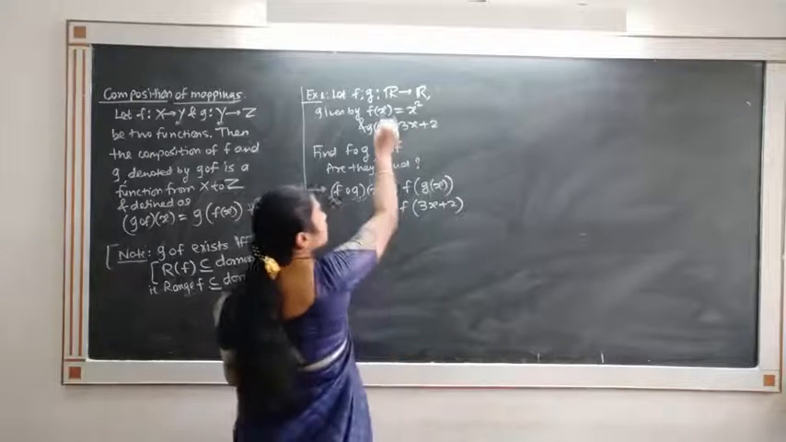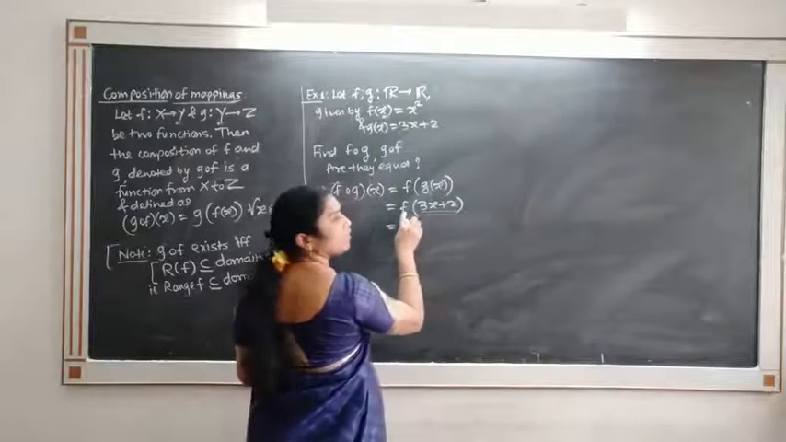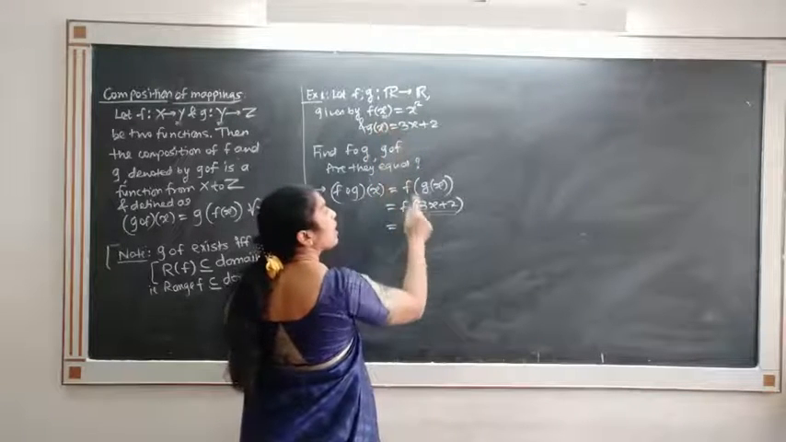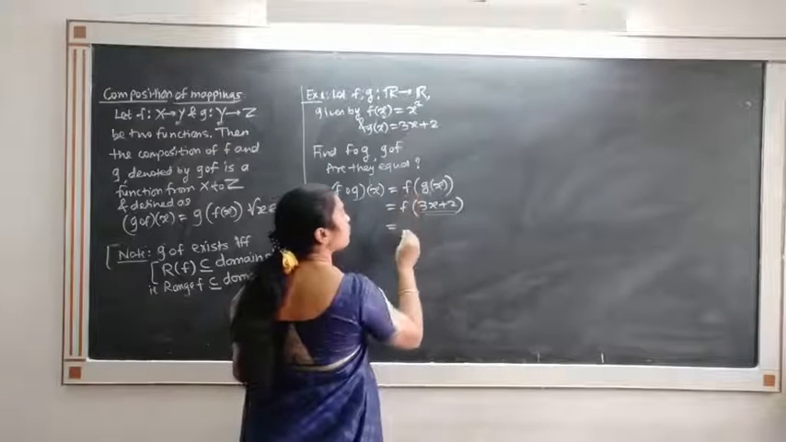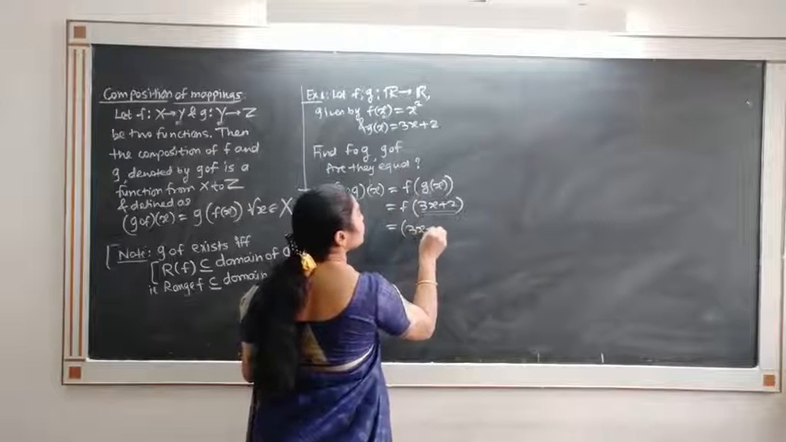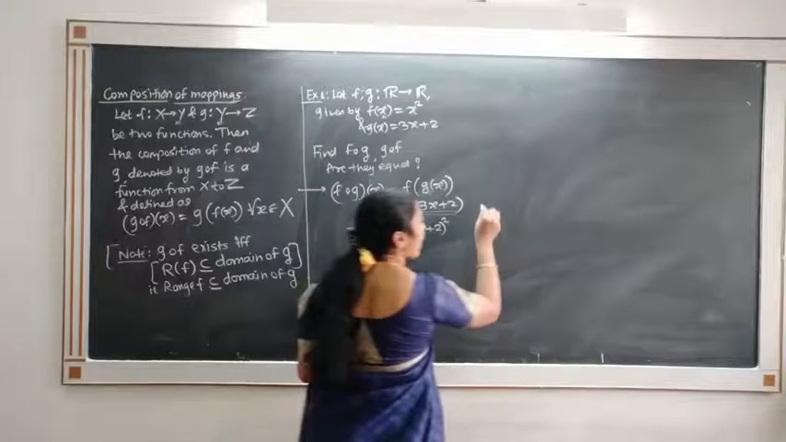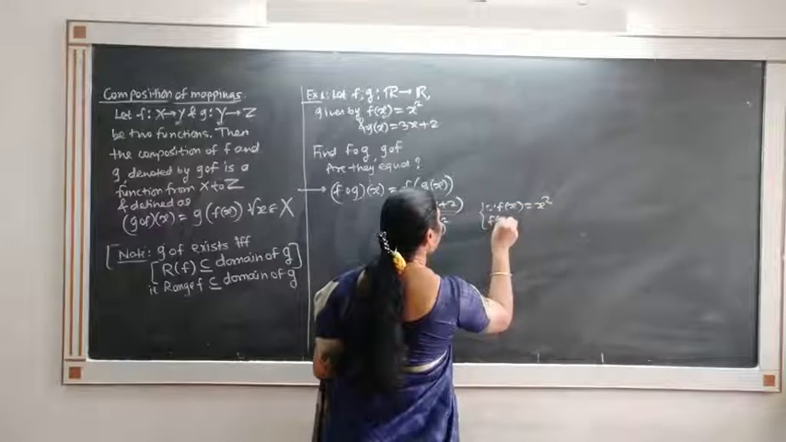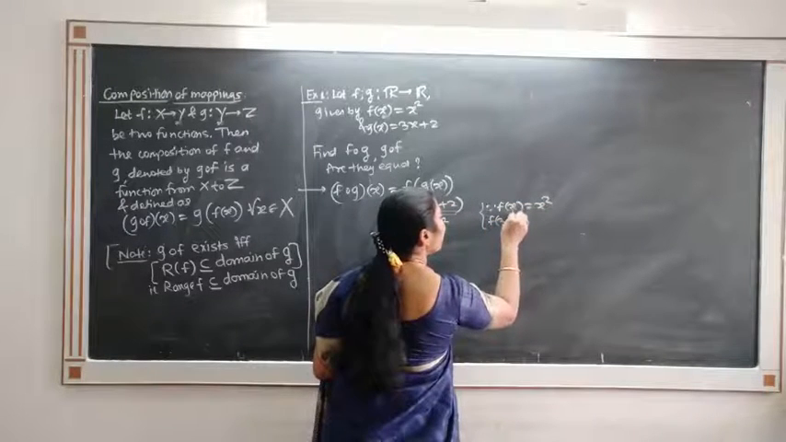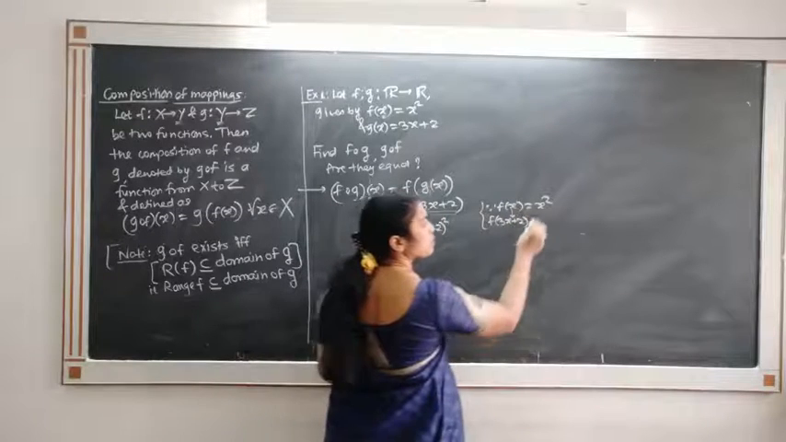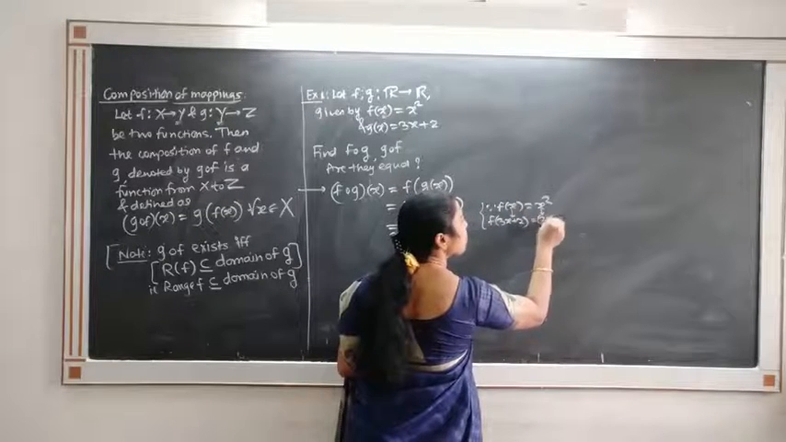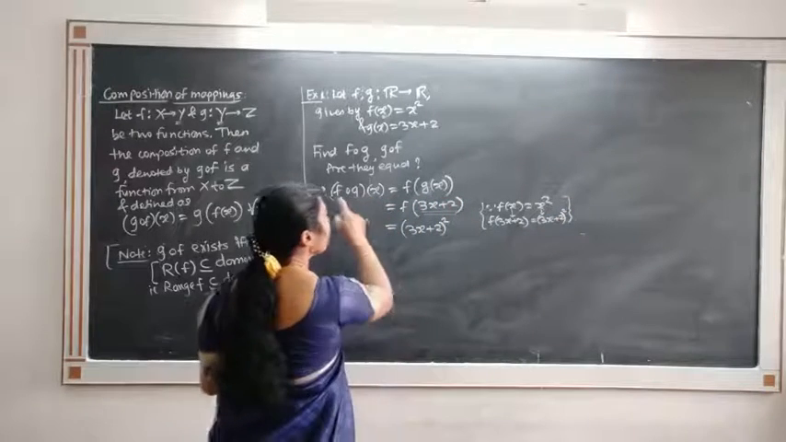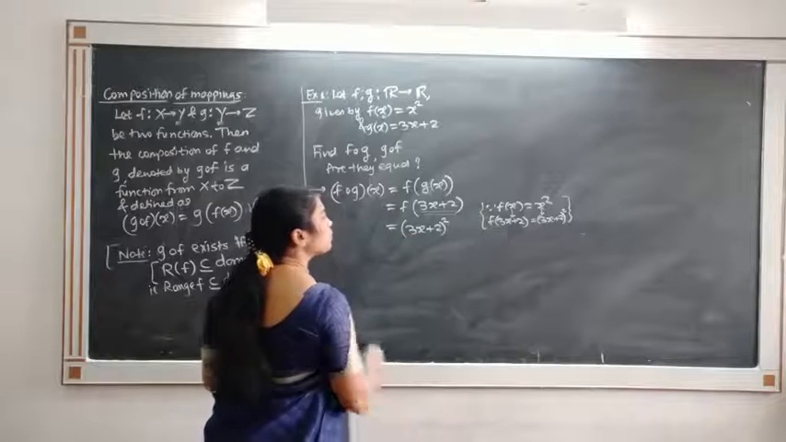Now replace this x by 3x plus 2 in the definition of f. See, f of x is x square. So only replace x by 3x plus 2 in this definition. So it becomes (3x plus 2) whole square. Because f of x is equal to x square, what is f of 3x plus 2? Everywhere you have to replace x by 3x plus 2. So this x will be replaced by 3x plus 2 and it becomes (3x plus 2) square. So f composite g of x comes to be (3x plus 2) square.